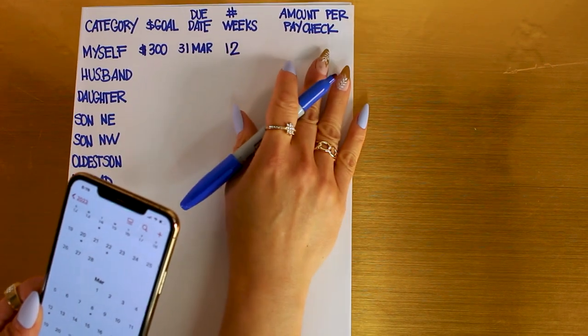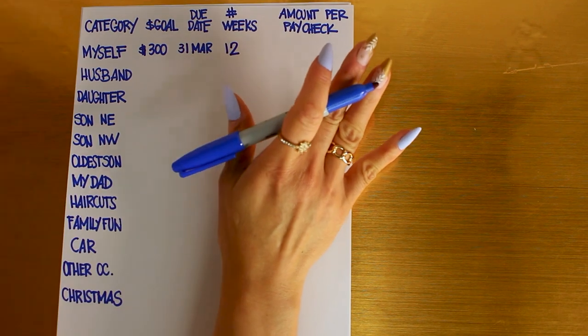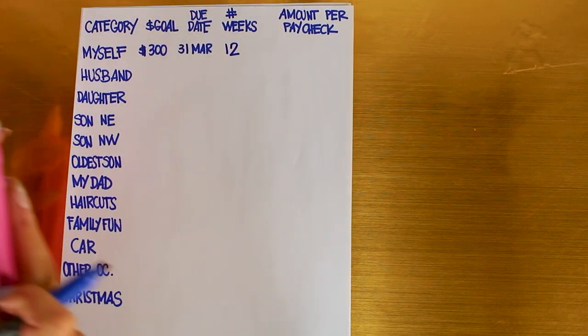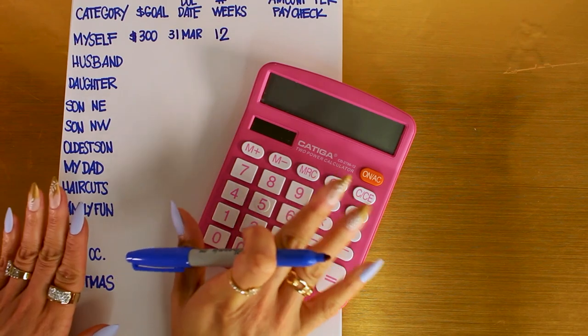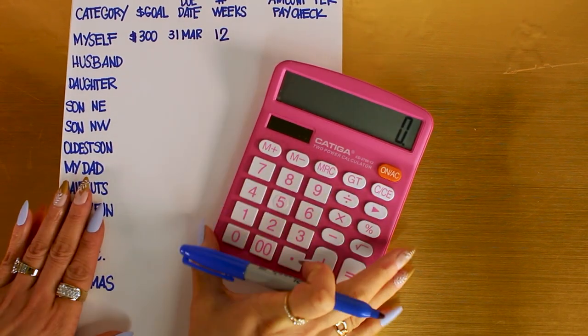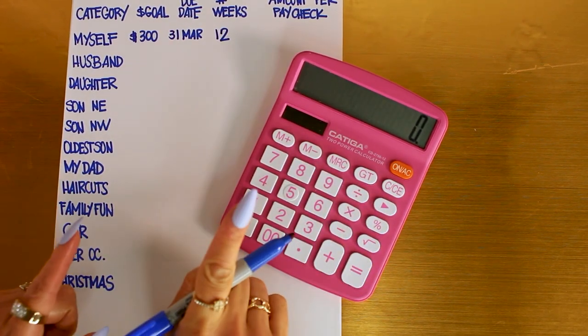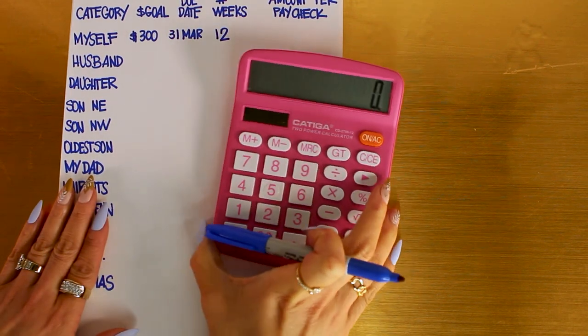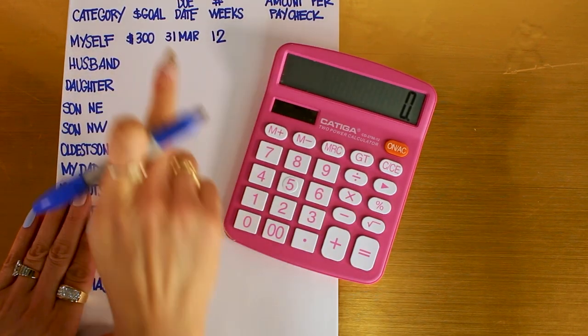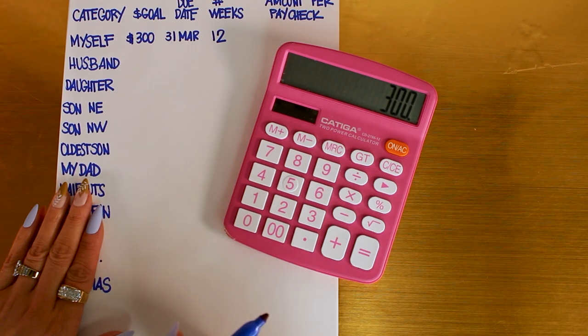Okay, so I'll divide. Let me put my calendar down. So I will divide, you guys, the amount I need, which is, here's my calculator, I need $300.